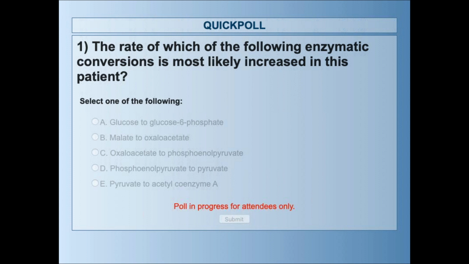So we're going to go ahead and open up that poll. Select the one that you think is the most likely correct answer in this question, and we'll talk about it in just a few seconds.